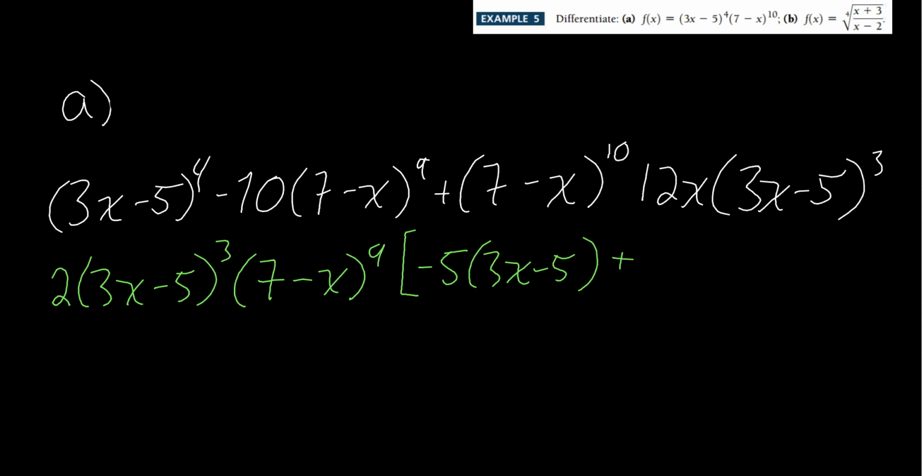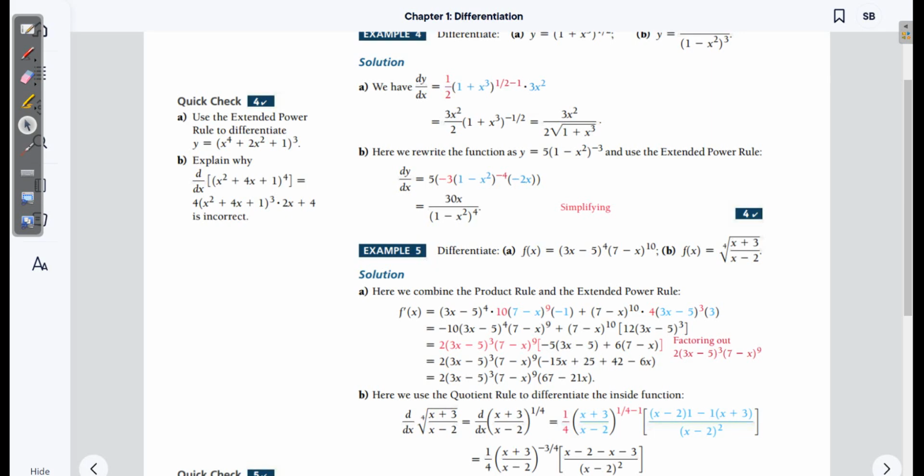Right, plus. And again, I factored out 2 from the 12x, so I'm going to have a 6x. And then I factored out 9 of the 7 minus x's, so we're going to end up with just simply a 7 minus x here. And then I factored out all 3 of the 3x minus 5s, so that is that. Is that right? I believe that's right. Let's go ahead and examine again. Like I said, it gets pretty wild pretty fast.